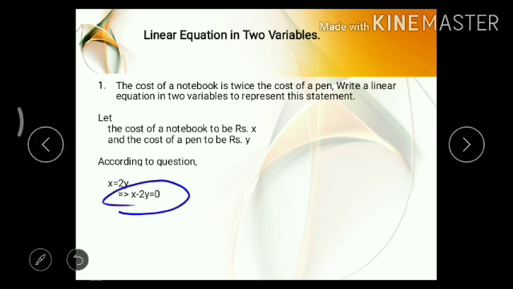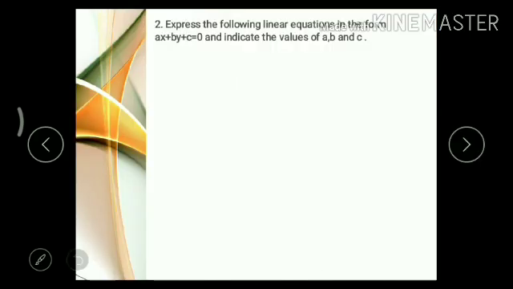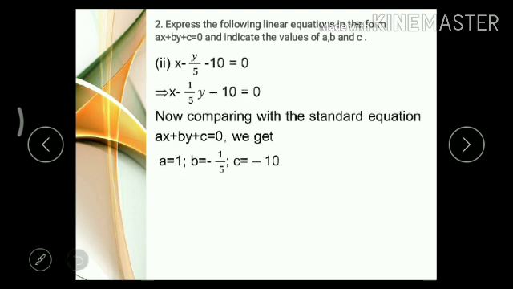Now let's proceed to the next question. Express the following linear equations in the form of ax plus by plus c is equal to 0, and indicate the values of a, b, c. Let us see the question: x minus y by 5 minus 10 is equal to 0.